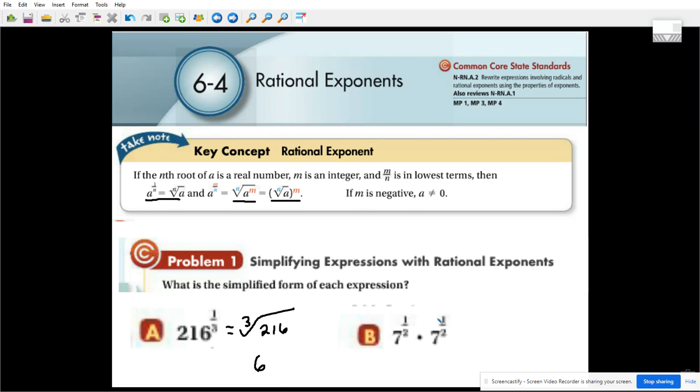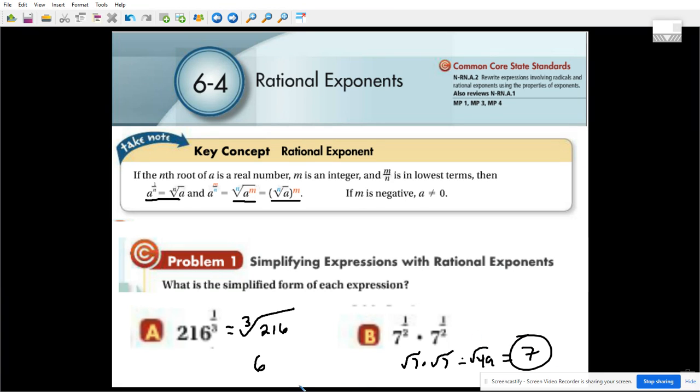I have the same thing here where I could rewrite this as the square root of 7 times the square root of 7. Notice I don't put an index of 2 here. That's because if we have an index of 2, it's called a square root. We don't have to put it. Cube root, I have to put the index. So this would be the square root of 49, which is nothing more than 7.